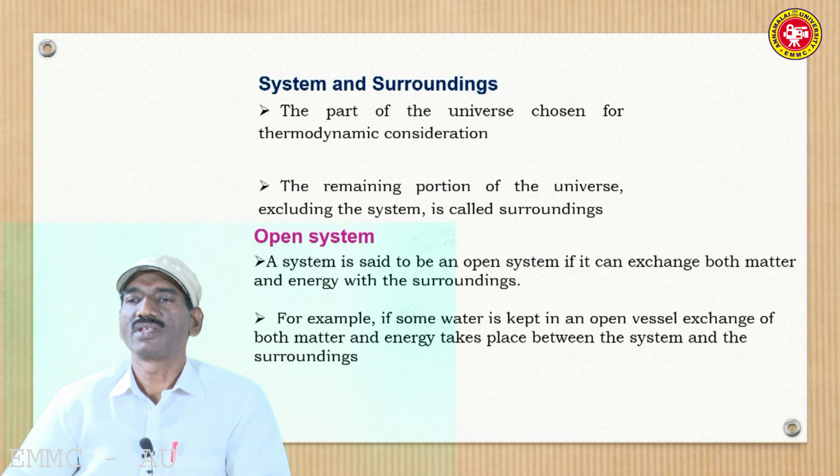Open system. A system is said to be an open system if it can exchange both matter and energy with the surrounding. For example, if some water is kept in an open vessel, exchange of both matter and energy takes place between the system and the surrounding.